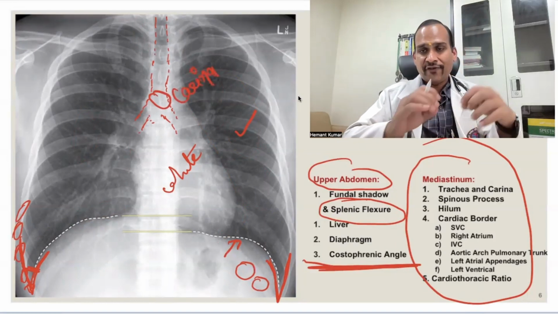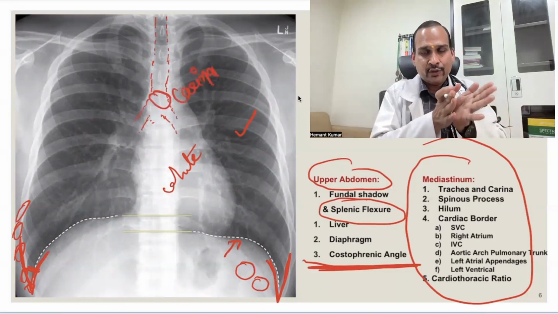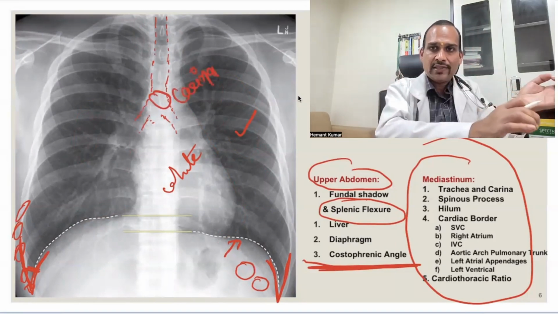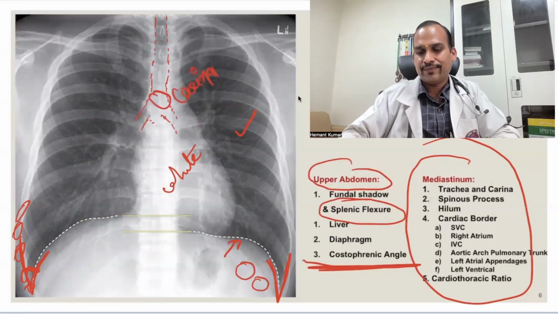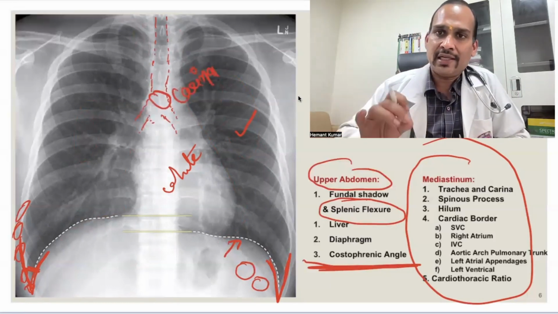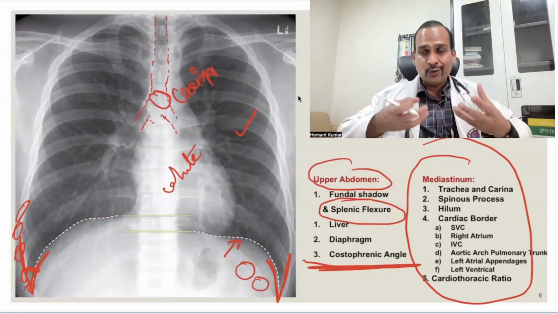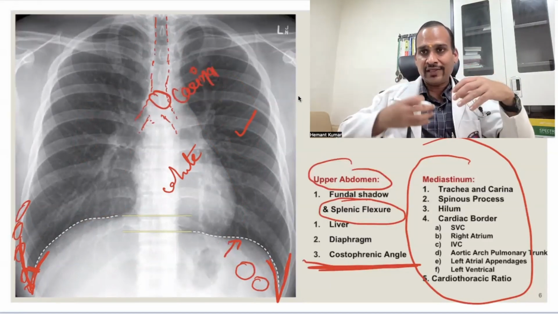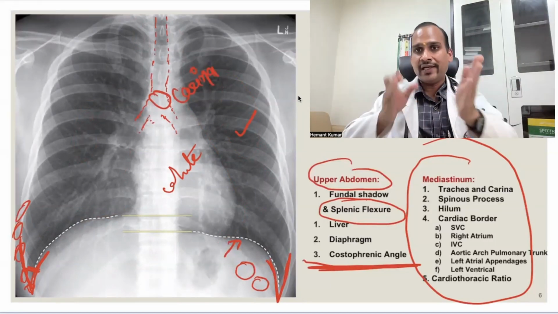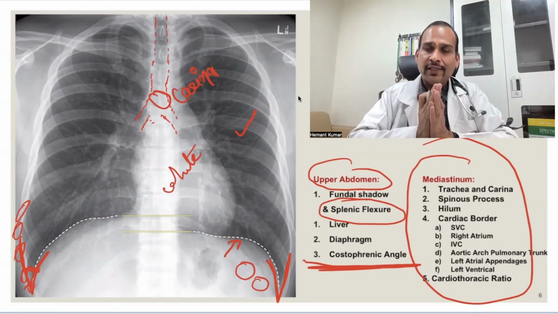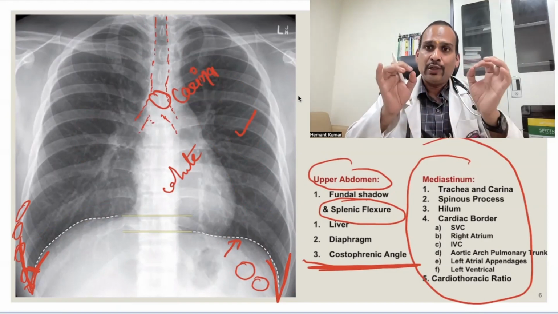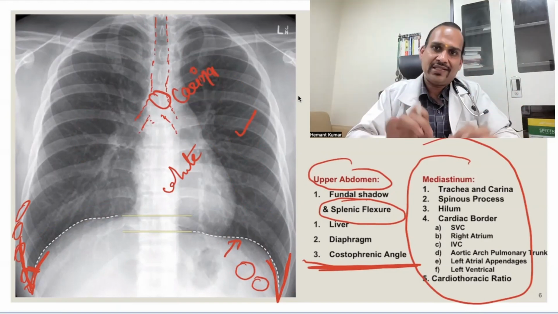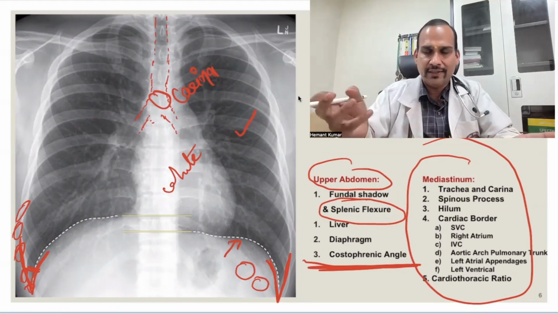Okay. So after the carina, the trachea divides into the right bronchus and left bronchus. So this is the trachea and carina. Posterior to the trachea there is the esophagus, just behind the trachea, and it is normally collapsed. So we cannot see the normal esophagus in a chest X-ray. In the PA view, little we can see.